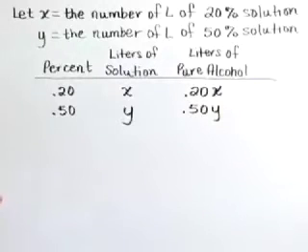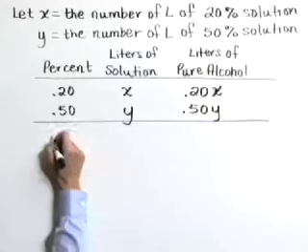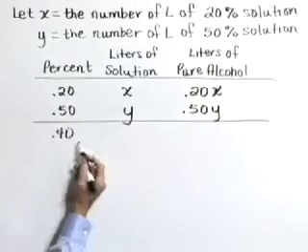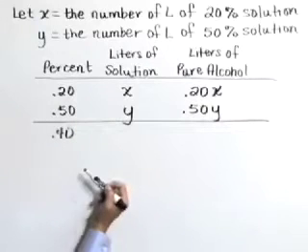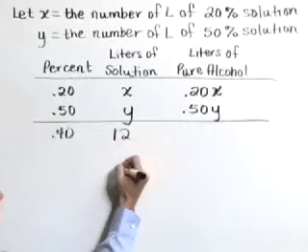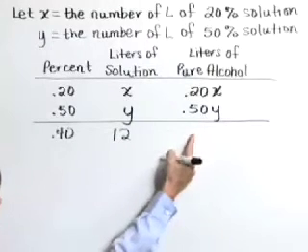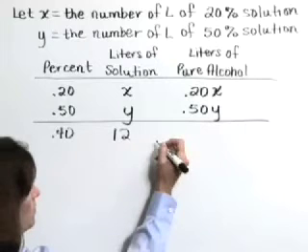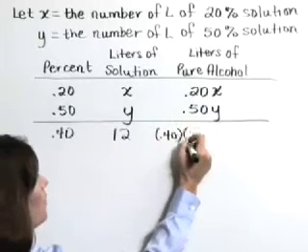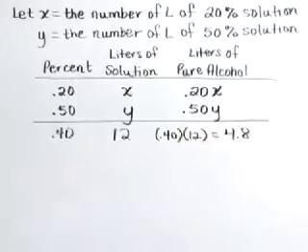0.50 times y. Now we're told that in the end we want a mixture that is a 40% solution. That makes sense because this is a number between 20 and 50. We want the amount of this mixture to be 12 liters. Now let's also complete this last value. If there are 12 liters of a 40% solution, then the amount of pure alcohol there is 40% of 12. That's 0.40 times 12, or 4.8.